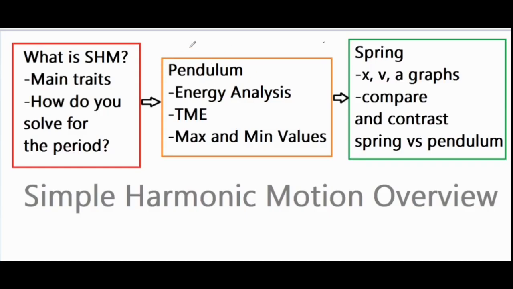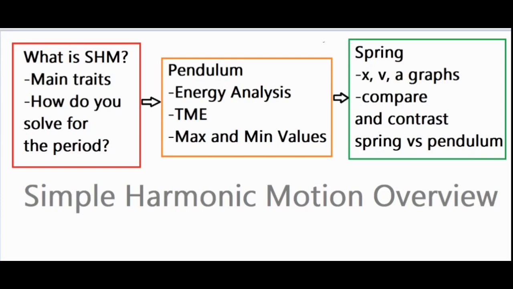The second thing we're going to take a look at is we're going to focus on a pendulum, and we're going to do a full energy analysis, take a look at the TME, the total mechanical energy, and then analyze where there are maximum and minimum values for restorative force, for velocity, energy, and all types of values associated with simple harmonic motion. And finally, we're going to be taking a look at a spring oscillating back and forth, and we will be looking at some more graphs with our position versus time, velocity versus time, and acceleration versus time, and you'll be able to compare and contrast the spring versus the pendulum with these two different scenarios.